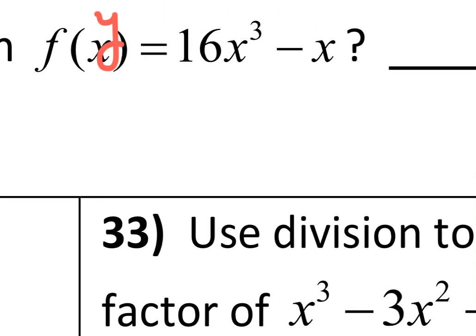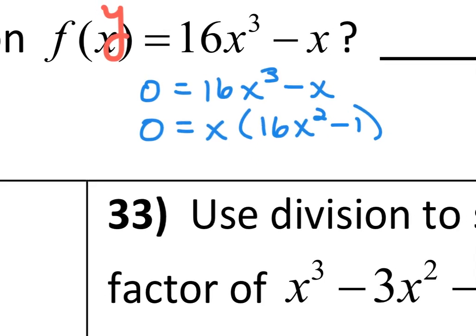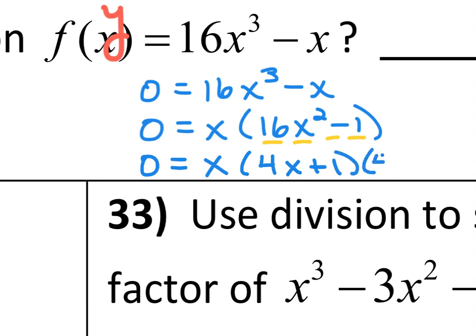So I'm going to say 0 equals 16x cubed minus x. So 0 equals, and then I see the GCF is x. So it's going to be 16x squared minus 1. And then I see perfect squares here with the subtraction. And so that whole thing becomes, bring down my original GCF, and I get 4x plus 1 times 4x minus 1.